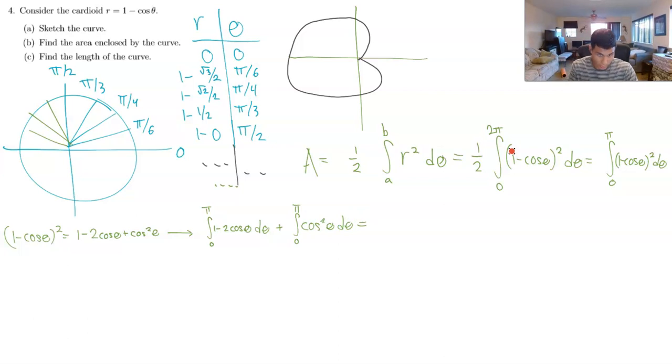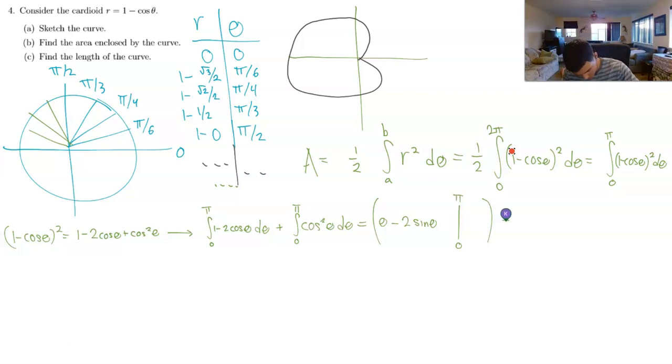And this first integral we can do. It's going to be theta minus 2 sine theta, evaluated from pi to 0. Sorry, one sec, I kind of skipped a step on you guys. I shouldn't skip steps on you guys.